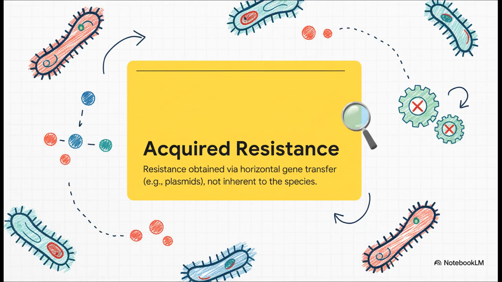And what's the biggest challenge when it's playing this part? It's all about acquired resistance. This isn't about what the bug is born with. It's about the dangerous genes it picks up from its neighbors, usually on plasmids. We're talking genes that code for ESBLs and, even more concerning, carbapenemases. This is what's really driving treatment failure in these hospital-acquired infections.